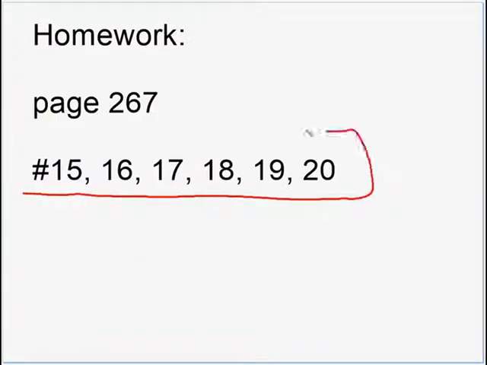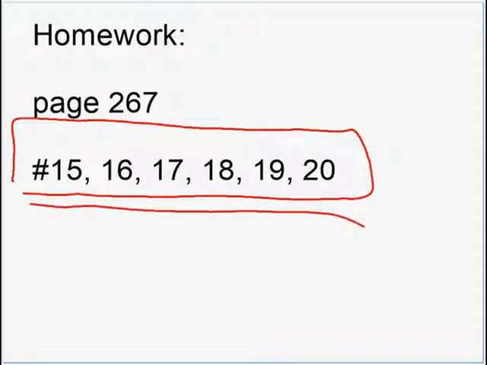Alrighty. Some problems for your enjoyment tonight: 15, 16, 17, 18, 19, 20. Make sure you read the directions and answer the question that they're asking.